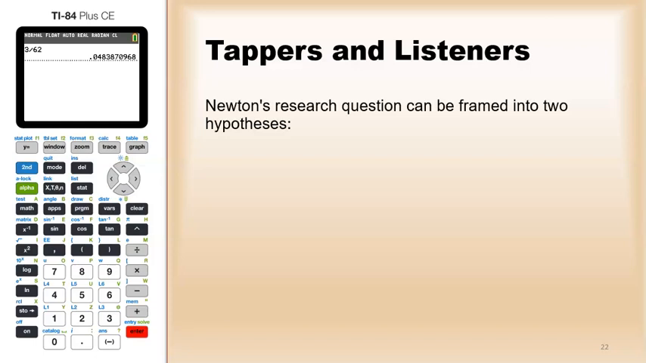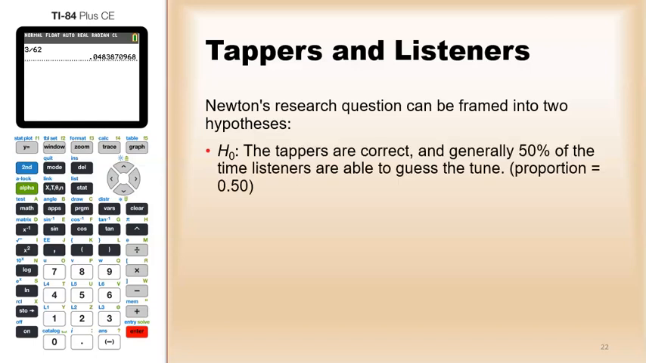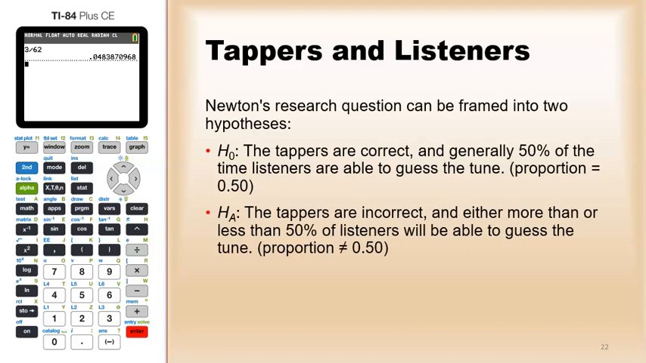So, Newton's research can be framed into two hypotheses. So, one is that the tappers are correct, and generally 50% of the time listeners are able to guess the tune. This would be a proportion of 50%. Or, the tappers are incorrect, and either more than or less than 50% of listeners were able to guess the tune. So that is, the proportion is not equal to 50%. Maybe it's more, maybe less.